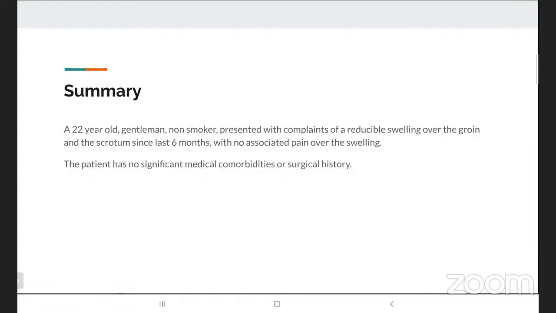Summarizing my case, this is a 22-year-old gentleman, a non-smoker, who presented to us with complaints of a reducible swelling over the groin and scrotum since the last 6 months, which was not associated with any pain over the swelling. The patient had no significant medical comorbidities or surgical history.